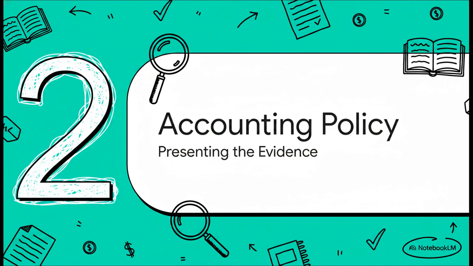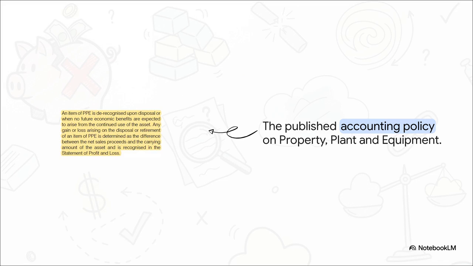Moving right along to Section 2, the company's accounting policy. It's time to present the evidence. Let's actually look at what the company wrote. What's really interesting here is the company's explicit claim regarding their property, plant, and equipment, or PPE. If you look closely at their text, they state that an item of PPE is derecognized upon disposal or when no future economic benefits are expected.